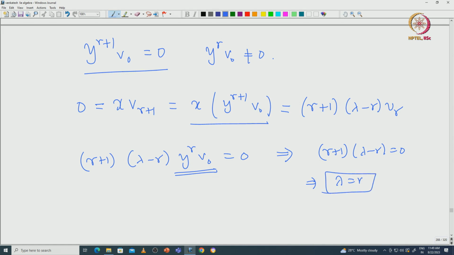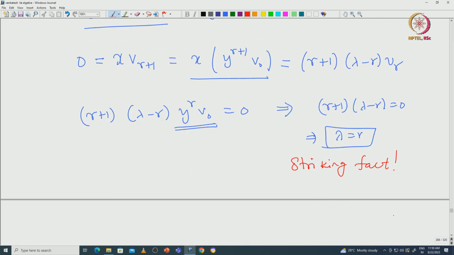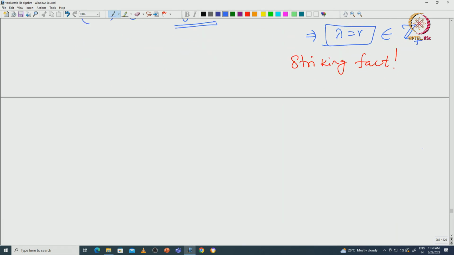Okay. So, this is actually a very striking fact. This fact actually tells a lot about what this eigenvalue lambda could be. Basically it says it must be a non-negative integer. So, this r could be 0. So, we actually proved this is indeed a non-negative integer. So, this actually immediately proves the following things.